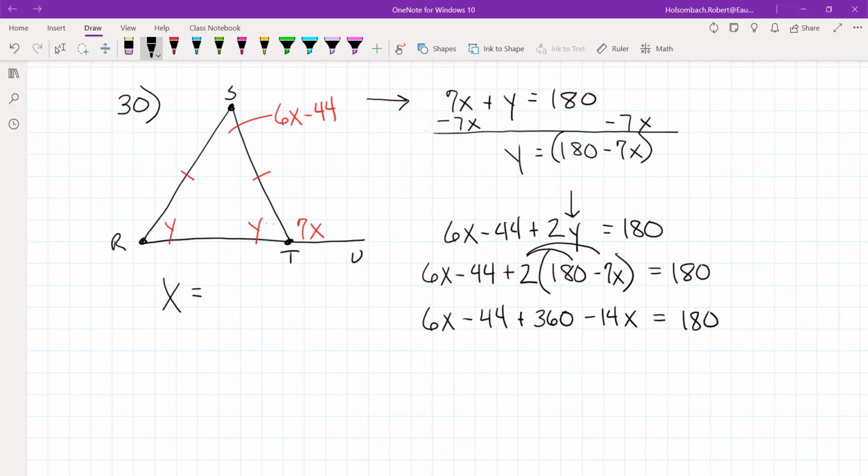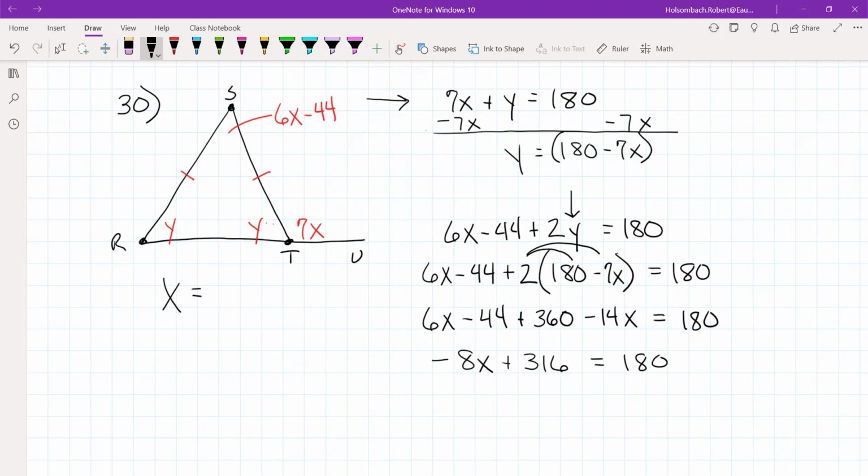Now we're going to combine like terms. I got a 6x minus a 14x. That gives me a negative 8x. And I got a negative 44 plus 360. That gives me positive 316. And it's still equal to 180.